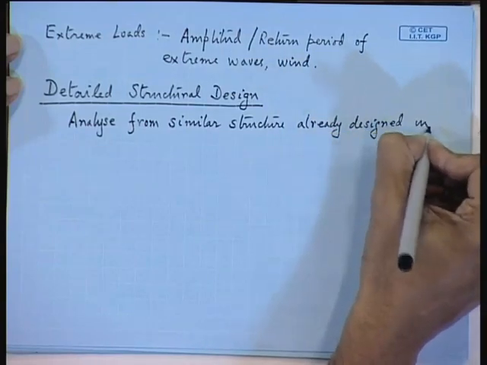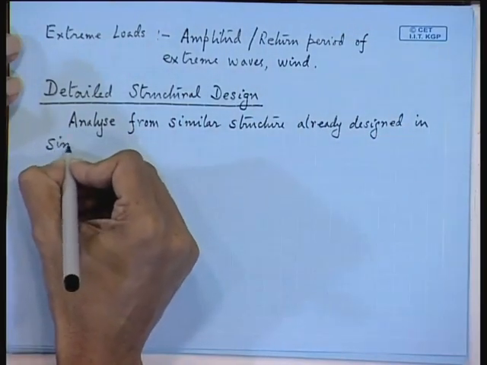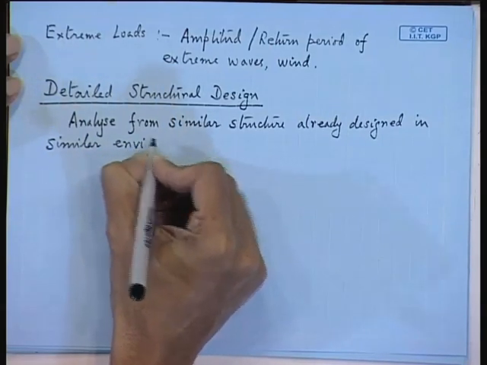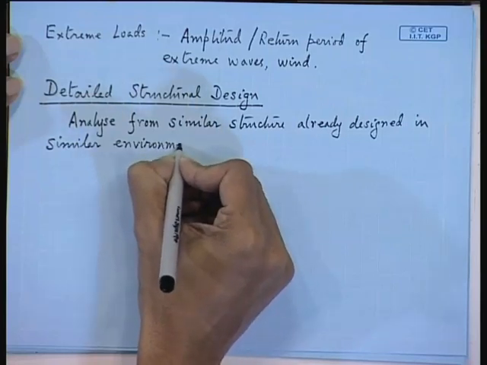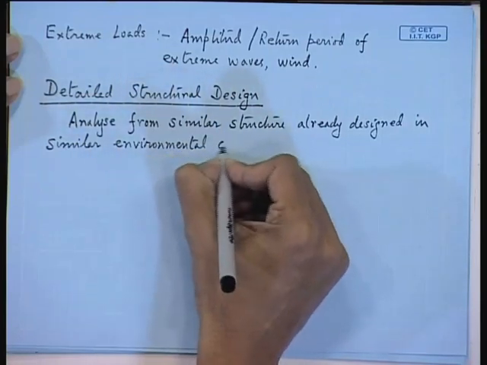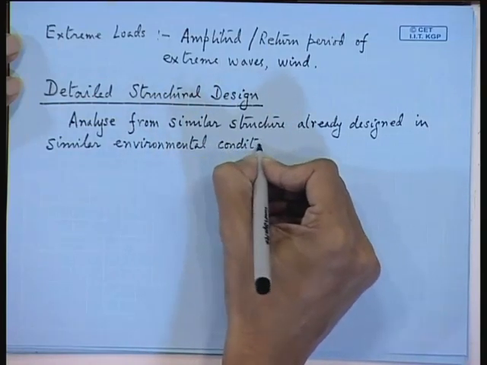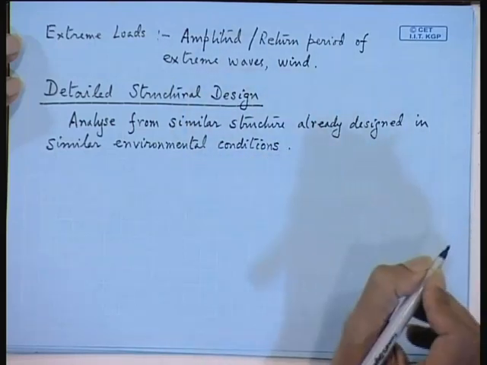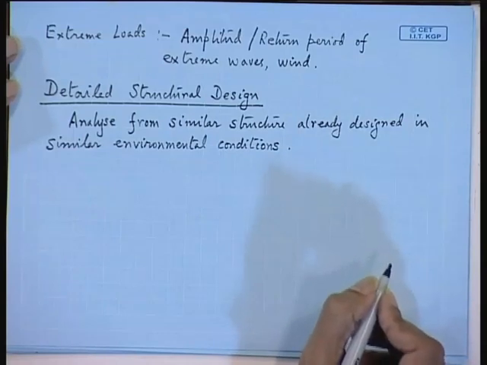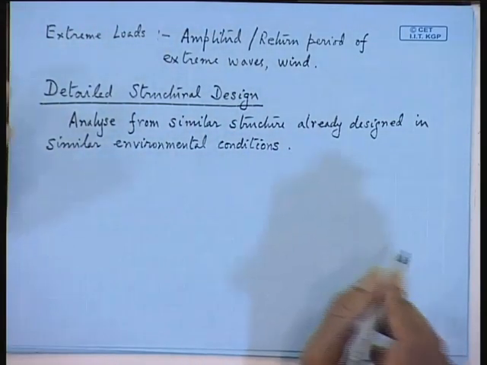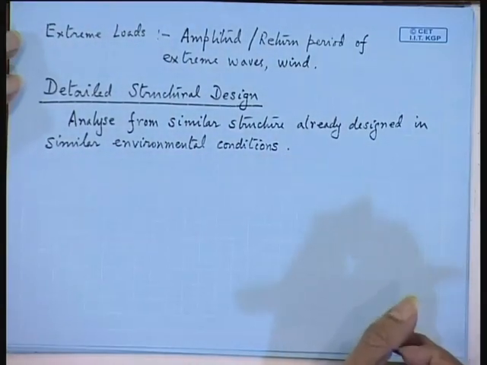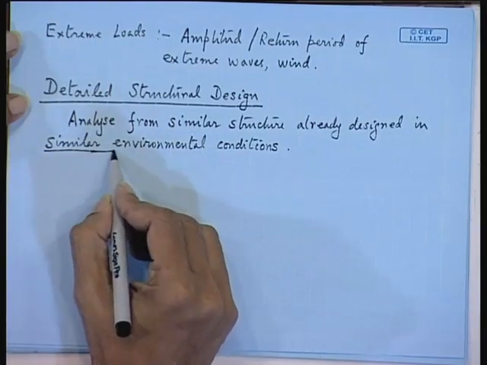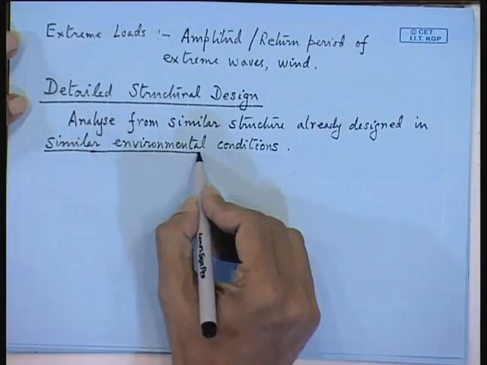In what? In similar environmental conditions. So this is very important. Because your jacket structure is going to be fixed, unlike ships, where you simply design your basic ship having so much length, breadth, depth, draft, and from that you select your design ship. But here, this is very important. You try to find out a similar structure and you study similar environmental conditions.